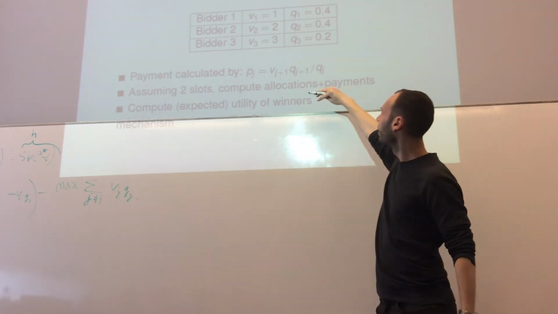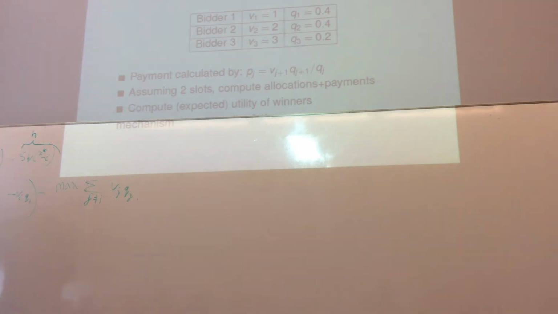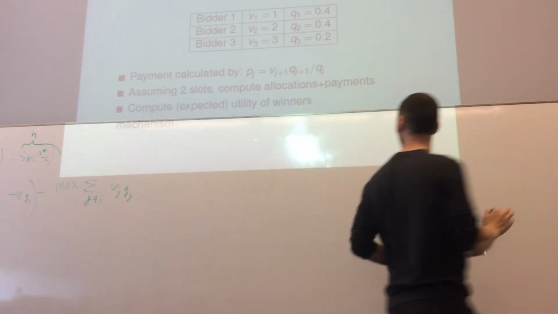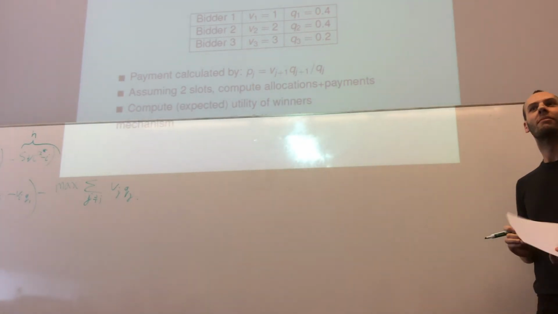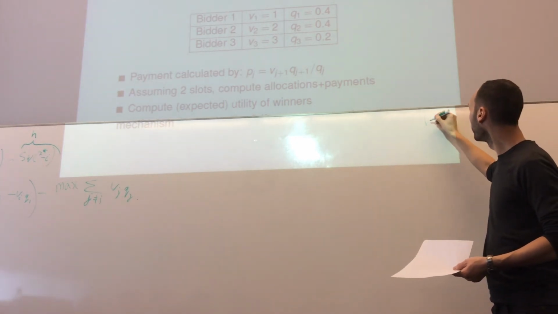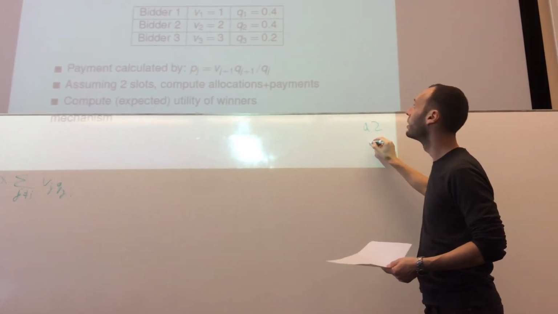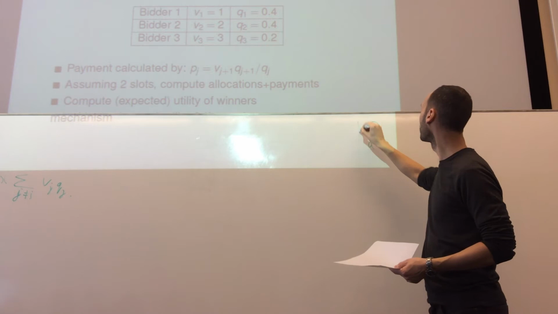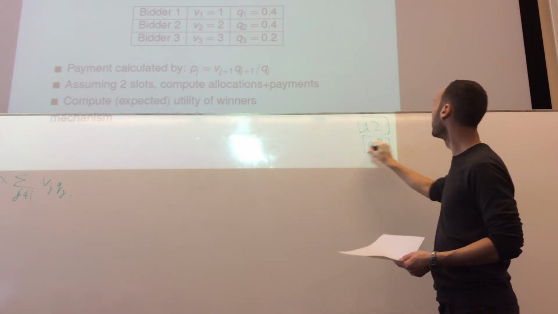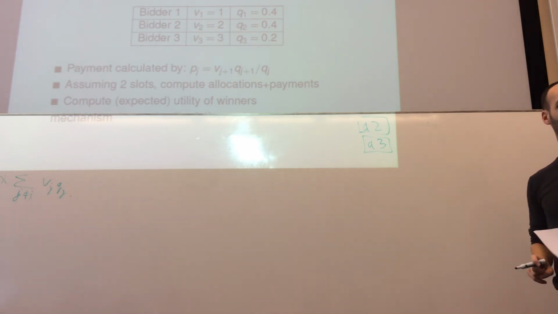Let's look at assuming 2 slots. What are the allocations and what are the payments? Who gets which slot? You have agent 2 in the first slot, and agent 3 gets the second slot. Then agent 1 does not get any slot.